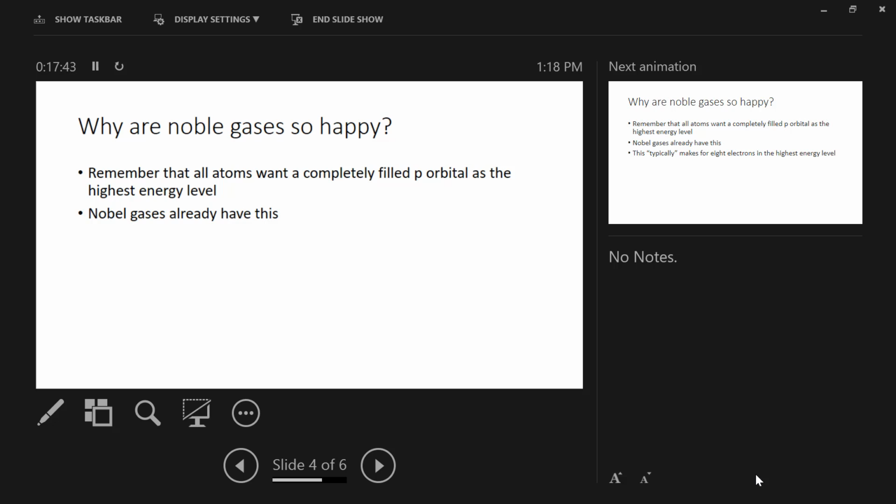But noble gases, they already have this. They have a completely filled p orbital as their highest energy level. So what this typically does is it makes for typically 8 electrons in the highest energy level. Let's take a look at, for our purposes, this electron configuration. So this would be a noble gas because it has a completely filled p subshell as its highest energy level.